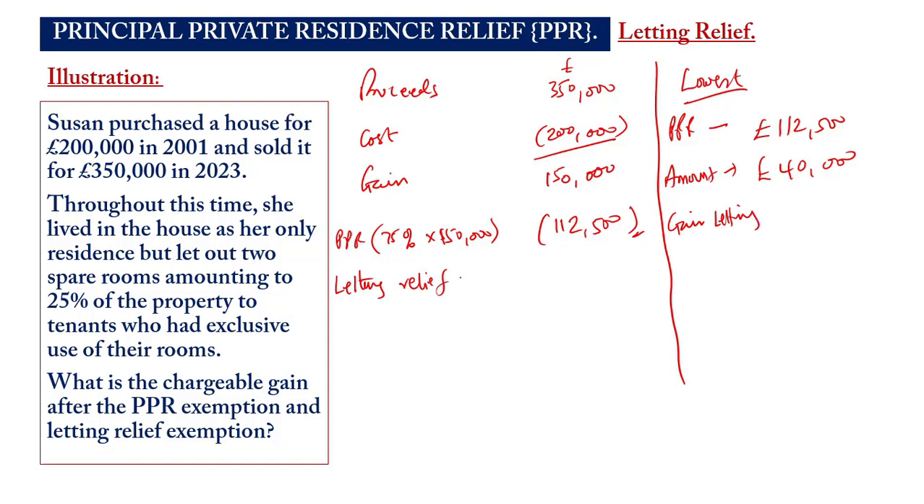Okay. Then let's look at the gain on the letting. The letting is 25%, so the gain is supposed to be 25% on the 150,000, which will give us 37,500. Of these 3, which is the lowest? Which is the gain attributed to the letting? So the letting relief now will be 37,500. So the chargeable gain will be 0.